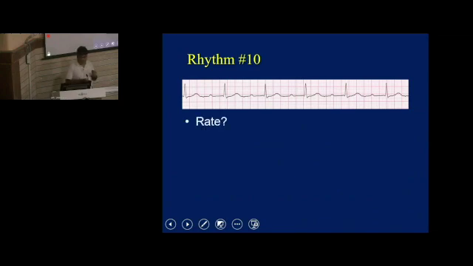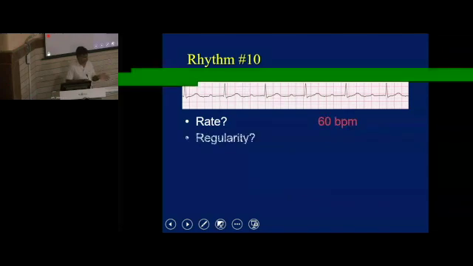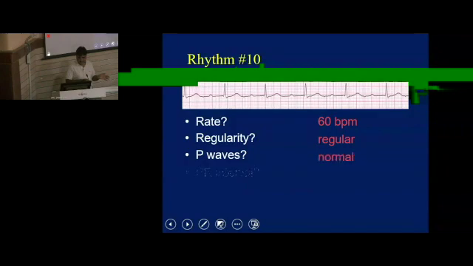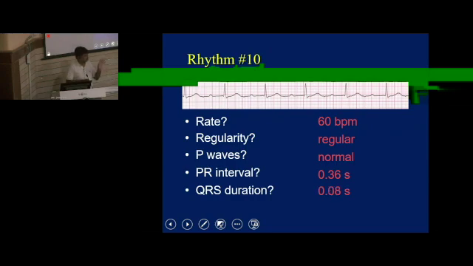Okay, so quickly you go, how much is the rate? 60. Okay, regularity is regular, right? And P wave is normal, PR interval is prolonged. It is 0.36. Limit is 0.2. Maximum it should be 0.20 seconds. So it is more than normal. And other things are normal. QRS duration is normal. It is a normal duration. So what is the interpretation? First degree heart block or type 1 heart block.